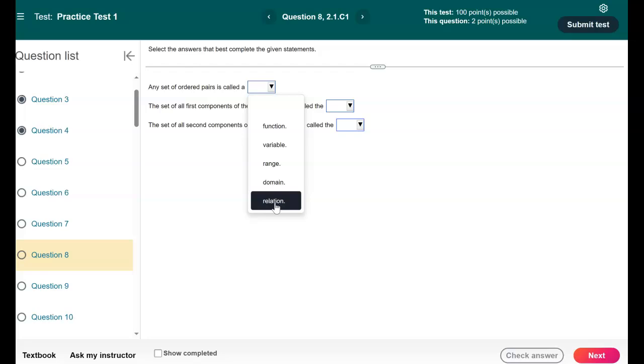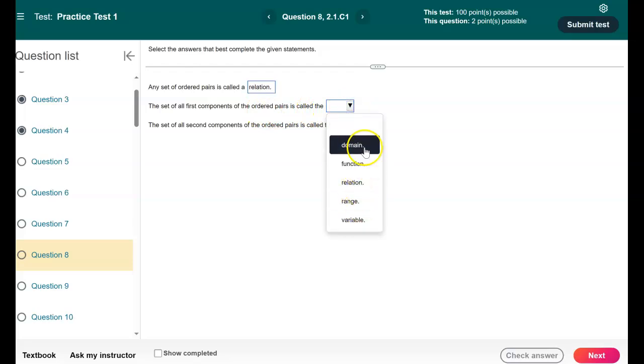So the relationship is defined by some expression. And you know that not all relationships are functions. Okay, but every function is a relation. So here it's a relation. And then the set of all first components of the ordered pairs, we call that the domain. And then the collection of all the second components of the ordered pairs is called a range. So the second component is called a range.